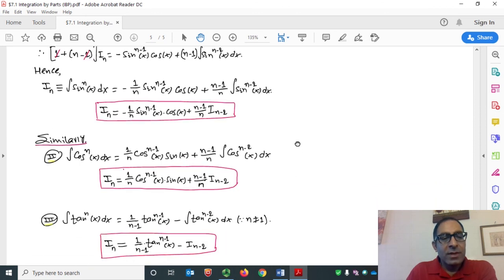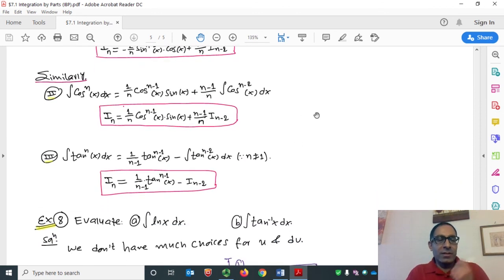Let me scroll down. Similarly, the integral of cosine to the power n x becomes 1 over n cosine to the power n minus 1 x times sine x plus n minus 1 over n times the integral of cosine to the power n minus 2. Similarly, the reduction formula for tan to the power n x is 1 over n minus 1 times tan to the power n minus 1 minus the integral of tan to the power n minus 2.